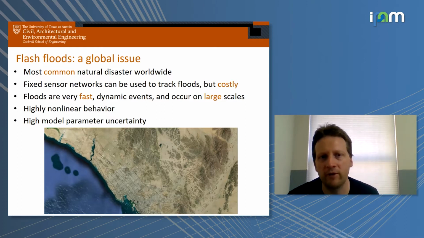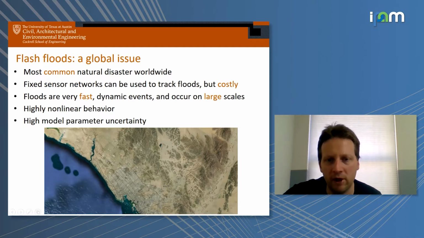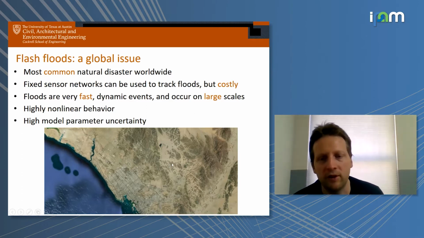The sensing part is very difficult because it's very costly. You have some very large geographical areas. This is an example of a watershed near Jeddah in Saudi Arabia. You can see the very wide areas that can be flooded. It's really tens of thousands of square kilometers, and it's very difficult to sense these things.